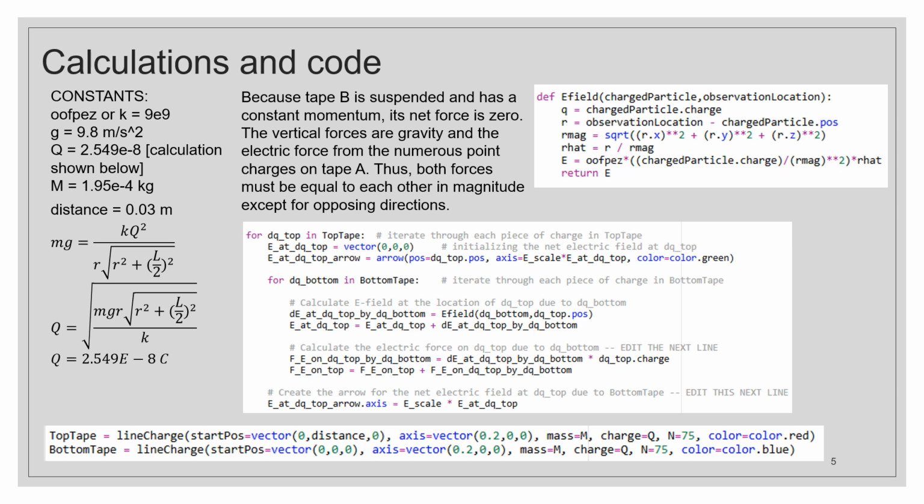As for the code, the defined E field function is shown in the top right, and the iterative calculations of the electric force on the top tape due to the bottom tape is shown in the main image. The code for the line charge arrows are also shown at the bottom of the slide.